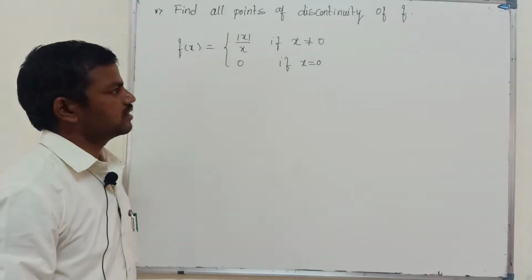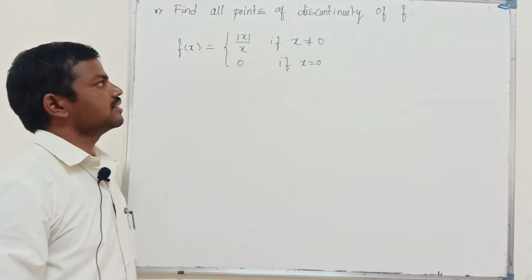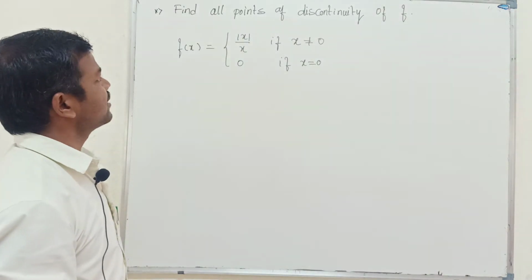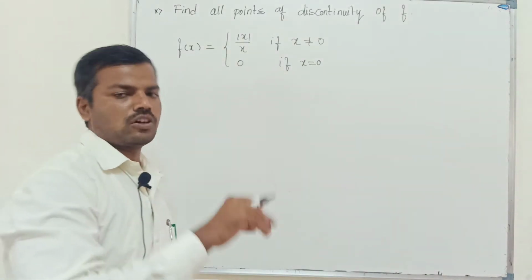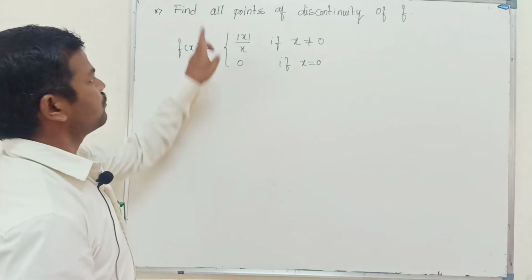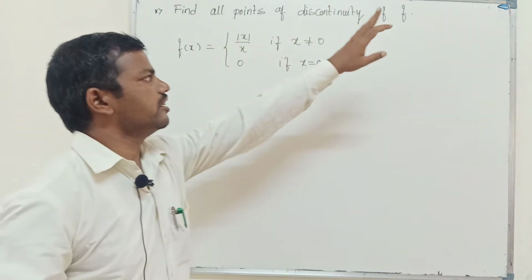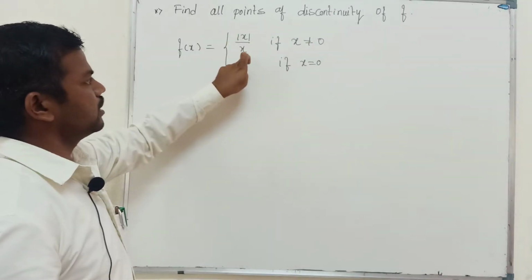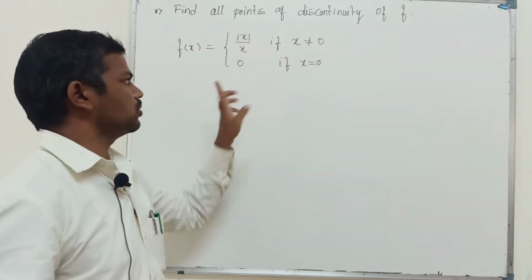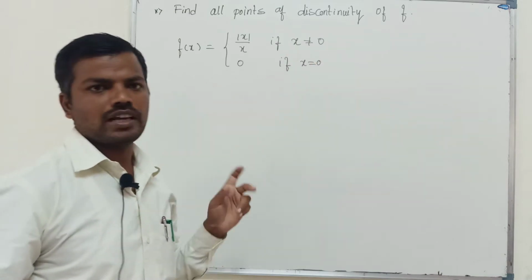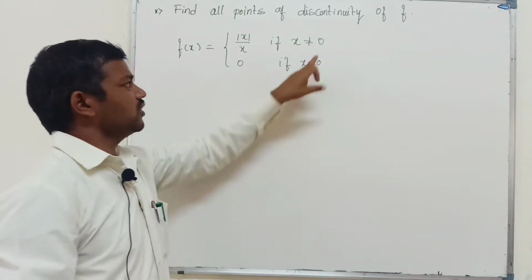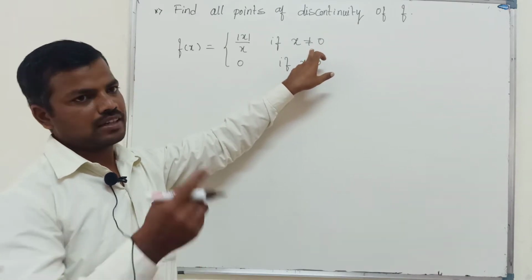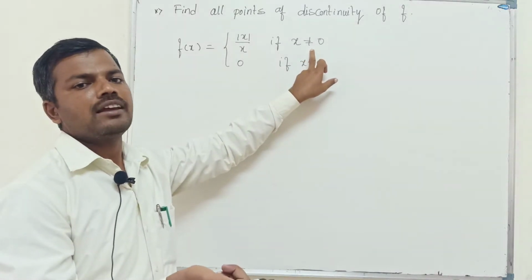So good morning students. Next we continue the continuity and differentiability chapter. In that we are going to solve certain problems. Find all the points of discontinuity of the function f of x given by mod x divided by x if x is not equal to 0, and 0 if x equals 0. Not equal means either it may be greater than or it may be less than.